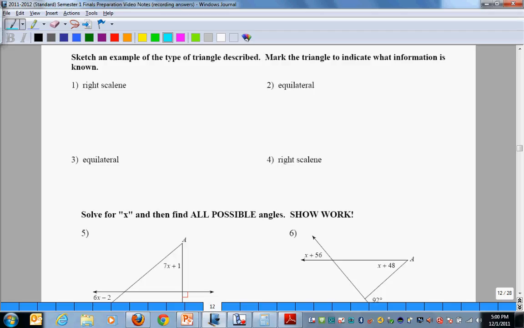You want to sketch an example of each triangle described. Mark the triangle to indicate what information is known. For a right scalene triangle, it's right, and scalene means none of the sides are equal. So if you make a right triangle with 3 unequal sides, you can even distinguish it using distinguishing hatch marks. That is a right scalene triangle.